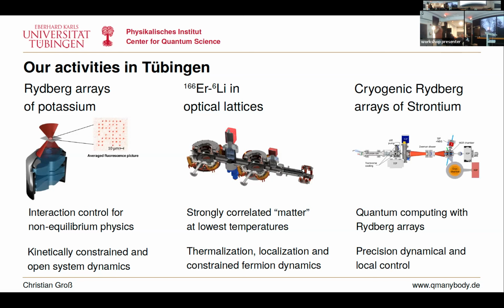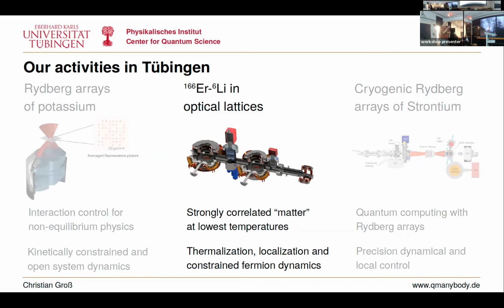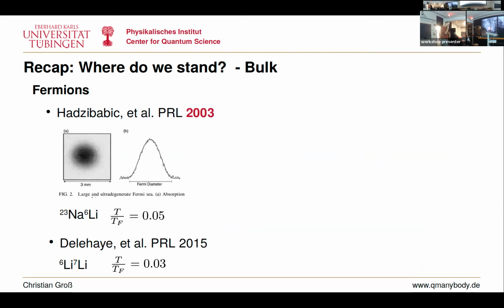Cryogenic means we pack it in at 4 Kelvin, and we get rid of a lot of trouble from black body radiation between the Rydbergs that couples the Rydberg states. We will then focus on quantum computing in these arrays and on precision dynamics and local control. It basically comes to that. So, the stuff we already heard about from the Google team, which these systems are really perfectly suited to. So again, this is the topic, and I want to talk about the ideas behind this experiment.